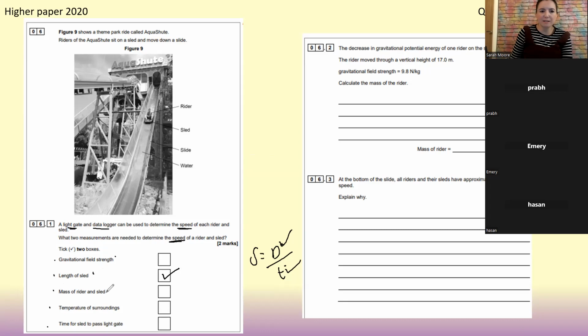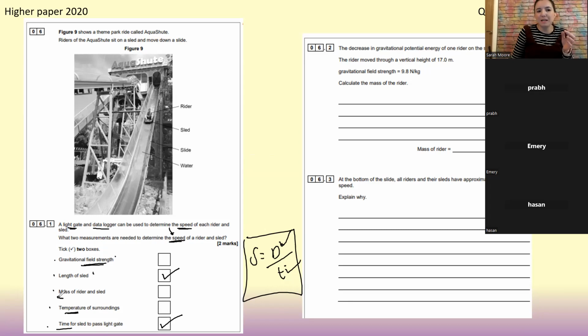Mass of the rider and sled, that's got nothing to do with speed. Temperature of the surroundings, that's got nothing to do with speed. Time for the sled to pass the light gate. Yes, that's our second one. Even if you didn't know how to work out speed and you didn't know you were looking for distance and time, just try and use common sense. Determine the speed. Gravitational field strength has got nothing to do with speed. The temperature of the surroundings has nothing to do with speed.